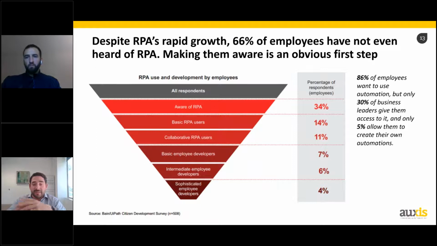And that brings us down into some of the conversations here. 86% of employees that know about RPA are really excited and want to be part of it, but only 30% of leaders are giving access to it, and only about 5% really get to build automation. So there is a significant opportunity within organizations to really drive automation through their companies from the bottom up.